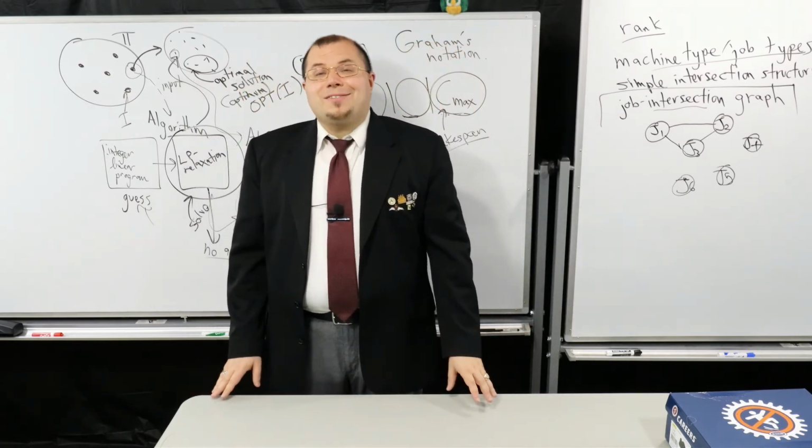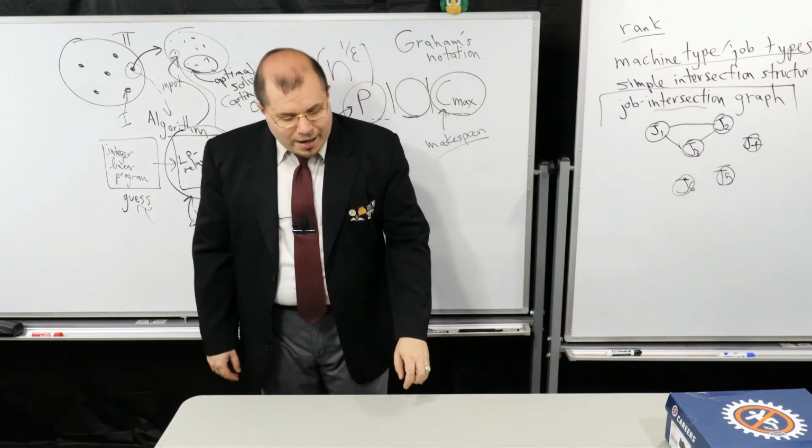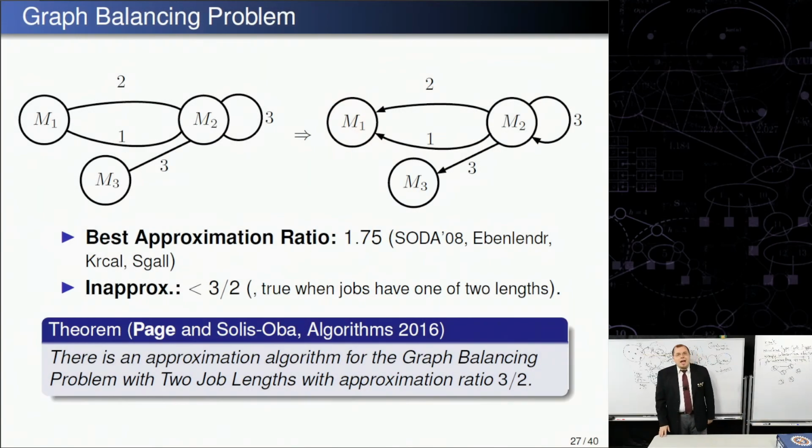But it also has a 3/2 lower bound. The same authors I just mentioned also prove that you can actually do no better than 3/2 unless P is equal to NP. Here they actually showed it also is true when you only have one of two possible job lengths. So you can have a big job length and a small job length, just like what I was talking about earlier. So you can think of it as a heavy edge versus a light edge, or a big job length, small job length.